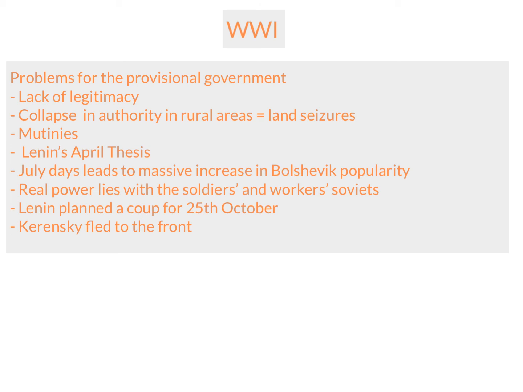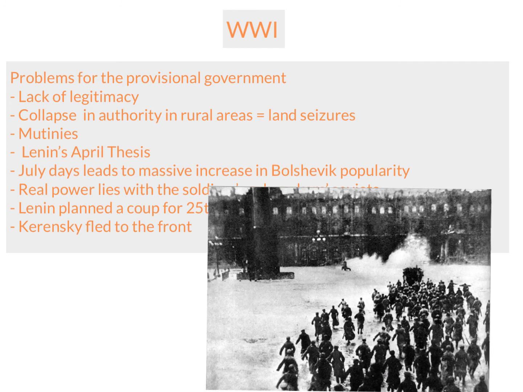So at this point, Lenin plans this coup for the 25th of October. Kamenev and Zinoviev actually write an article in the Bolshevik newspaper encouraging Lenin not to carry out the revolution. And that gives Kerensky, the leader of the provisional government, warning that the revolution is going to take place. And so Kerensky actually flees to the front at this point. So on the night of the 24th of October, Lenin actually goes to take over the Winter Palace, and we can see this happening here.